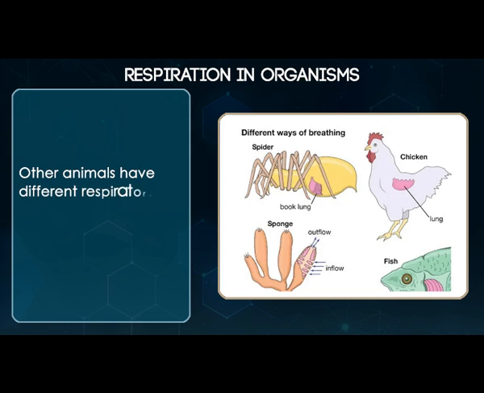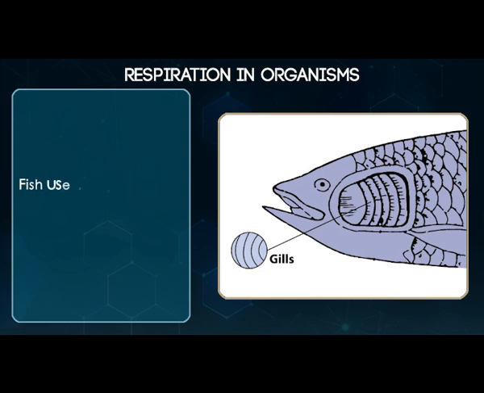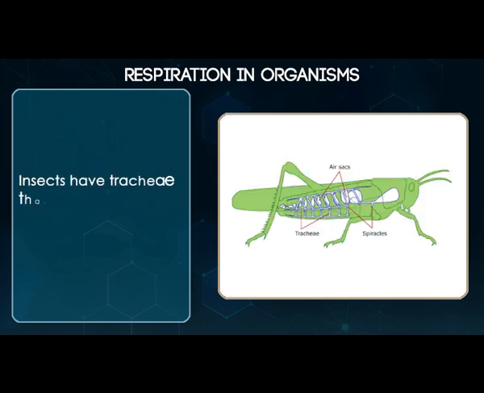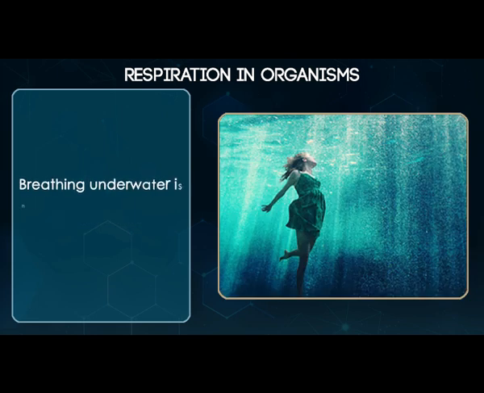Other animals have different respiratory systems. Fish use gills to extract oxygen from water. Insects have tracheae that transport air directly to their cells. Breathing underwater is not possible for humans.